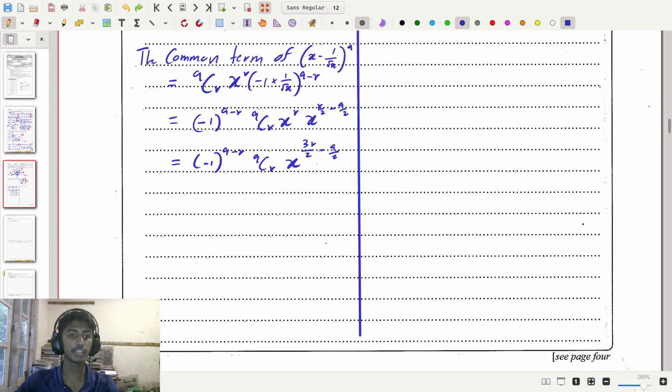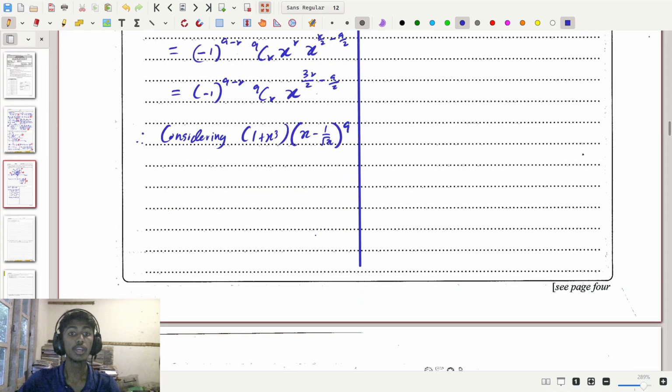So now due to this, we can say, therefore, considering 1 plus x cubed times that term of x minus 1 over root x raised to the power of 9, considering this thing, constant terms arise when, and considering this thing, since we have 1 here, when we multiply 1 by the constant term in this expression, we are going to get a constant term as the final output.